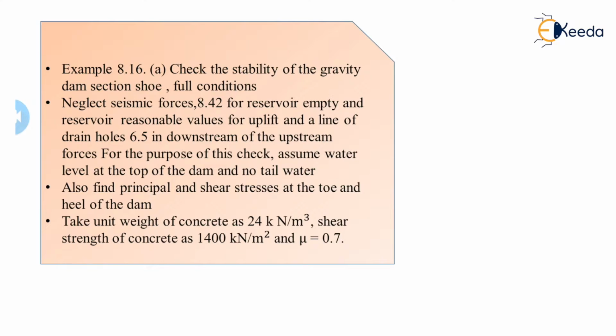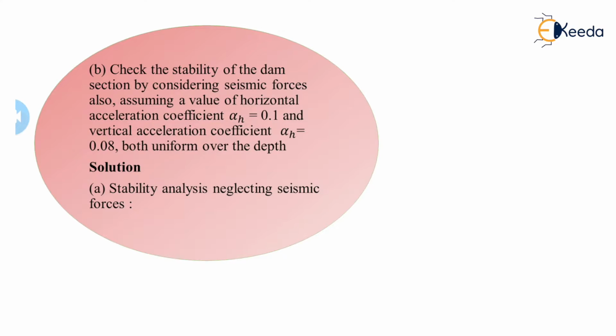In part B, they say to check the stability of the dam section by considering seismic forces also. So in part A, we neglect the seismic forces, and in part B, we have to consider the seismic forces. Here we are going to see the numerical both ways, when the seismic forces are absent and when they are present.